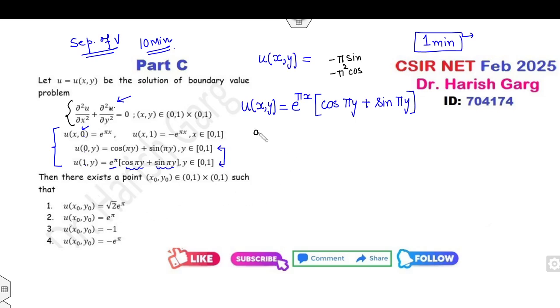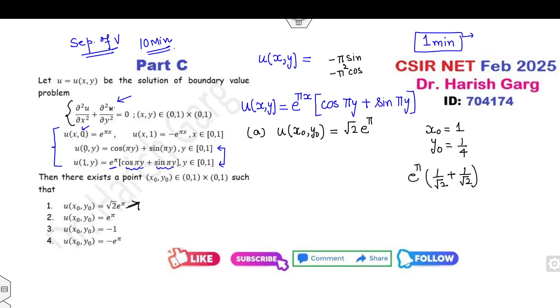Now look at the first option. Your target is to find the values of x naught and y naught such that u is root 2 e raised to power pi. But if you think about it, I can choose x naught as 1 and y naught as 1 over 4, because cos pi by 4 is 1 over root 2, sin pi by 4 is 1 over root 2, and it is e raised to power pi. That will be satisfied here. But 1 does not belong to the open interval 0, 1.